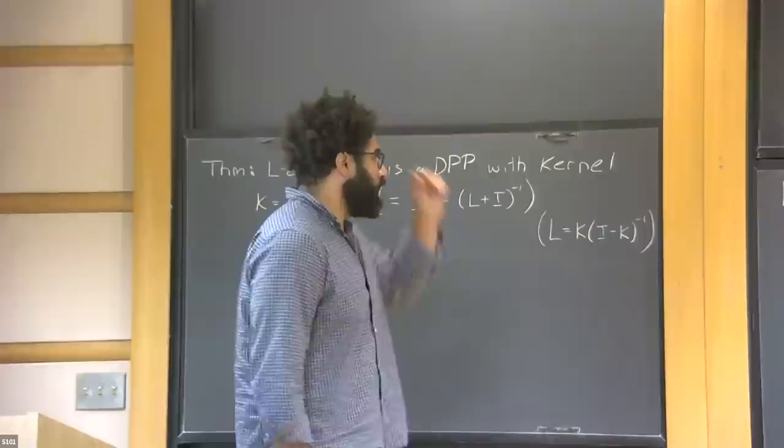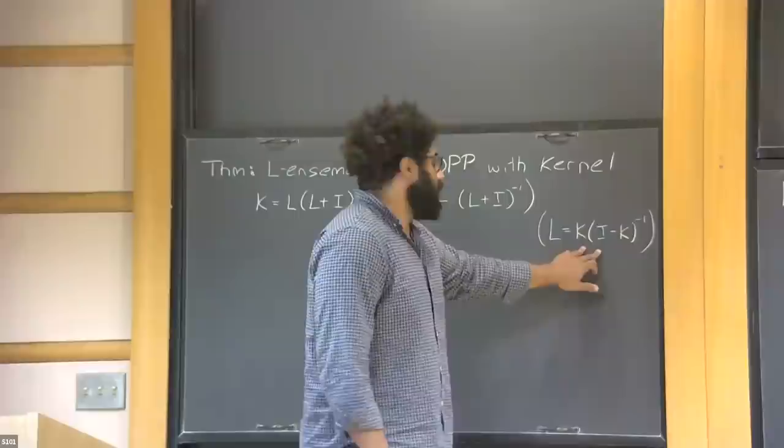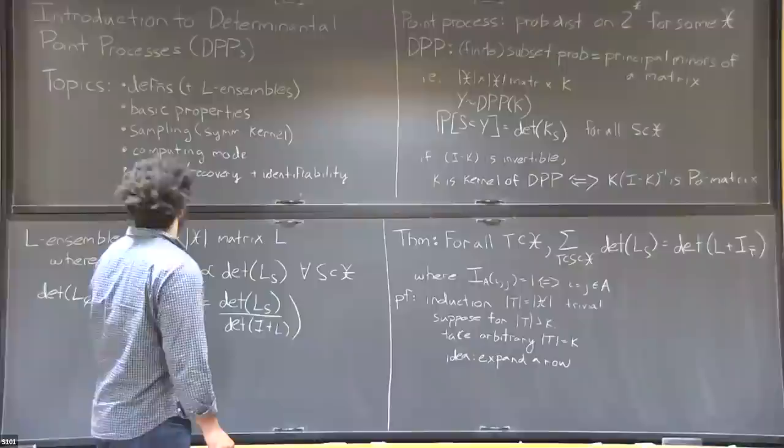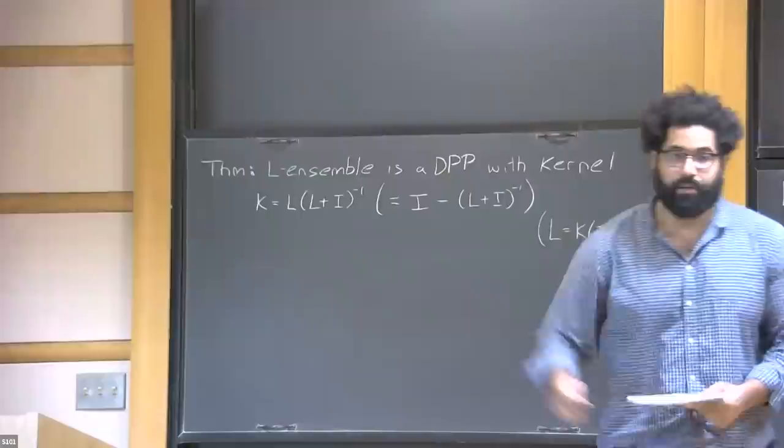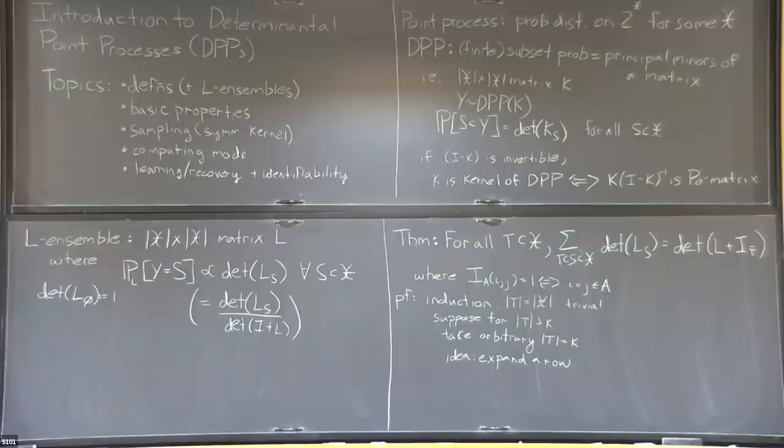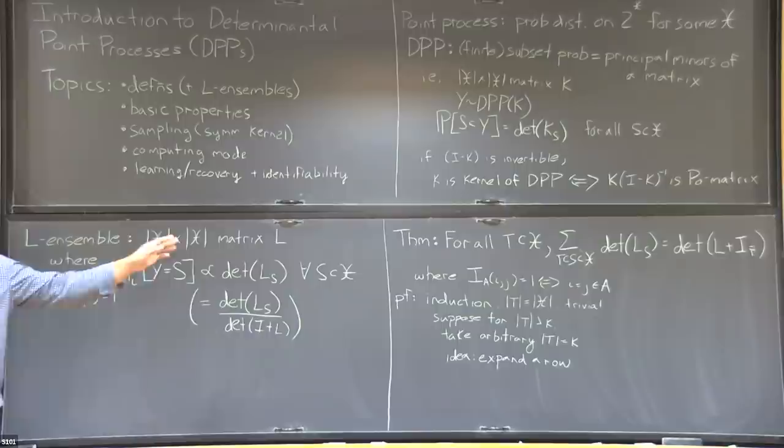This L is specifically this quantity here that we need to be a P0 matrix. Because these two things are the same when I minus K is invertible, then to ask which K can give you a DPP, well, when you think about actual probabilities of specific subsets, you want them all to be between 0 and 1. And that just happens when you get a P0 matrix out of this. Okay, so that's when L is a P0 matrix. So maybe that makes a little bit more sense now.